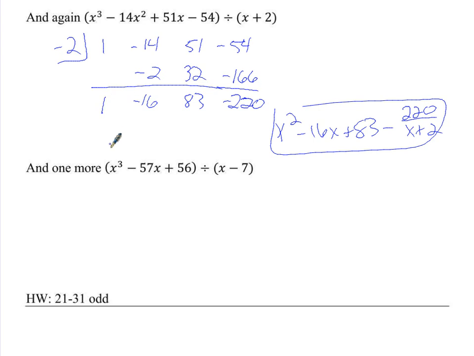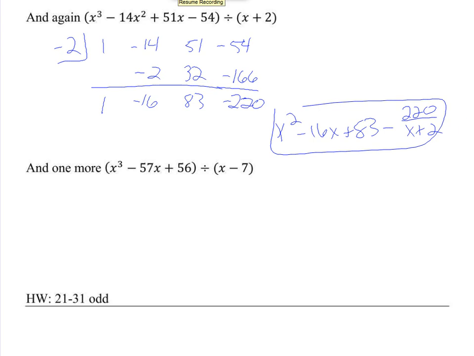And you will start, the degree of the front coefficient will be 1 lower than what you started with in the original polynomial. So instead of x to the third, this will be 1x squared. And then you go on down from there. This will be the x term, this will be the constant term, and this is the remainder. So I write 1x squared minus 16x plus 83, that's my constant term. And then since I had negative 220, I write minus 220 divided by x plus 2.